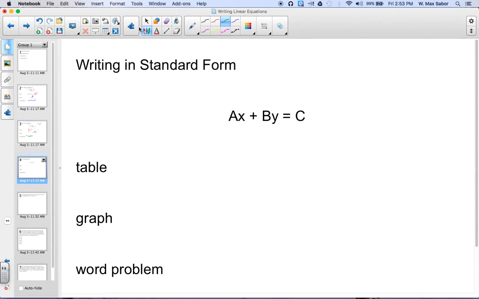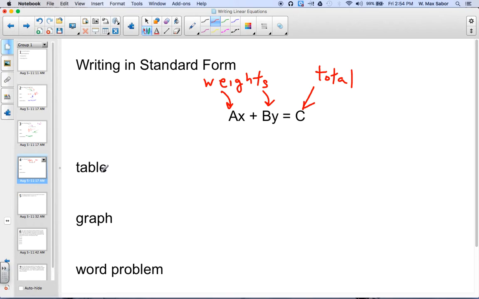In standard form, there are no special names for a and b or c. They're just called coefficients and the constant, but that's what we'd normally call them. And the idea is that we have two rates. You can even think of these as weights, telling you what the rate is on x, what the rate is on y, and they add up to some total.